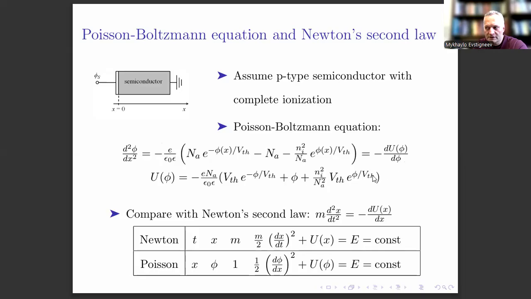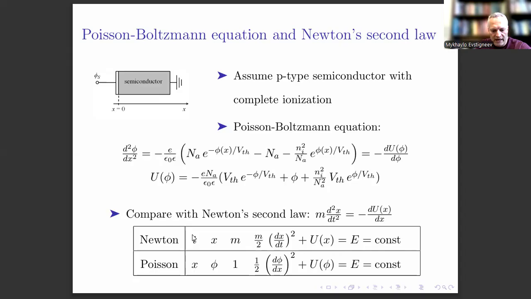This second order differential equation bears striking similarity to Newton's second law that describes one-dimensional motion of a massive particle with mass m in the presence of the potential u of x, where x is the coordinate of the particle. So mass times acceleration, the second time derivative of the coordinate, equals force, which is the negative gradient, the negative derivative of the potential with respect to coordinate. So just compare these two. The difference between the two equations is purely notational.